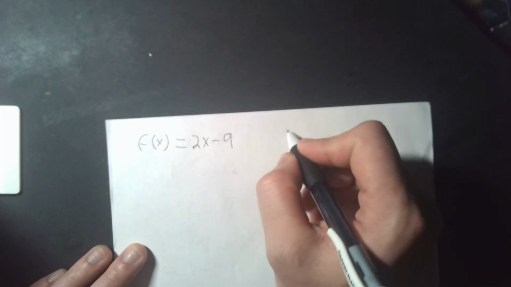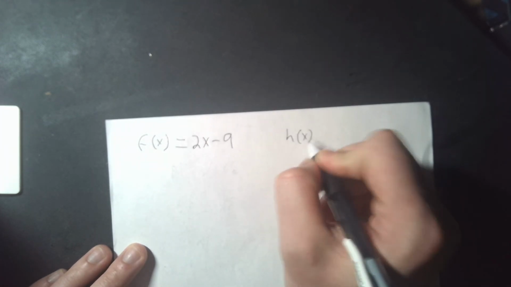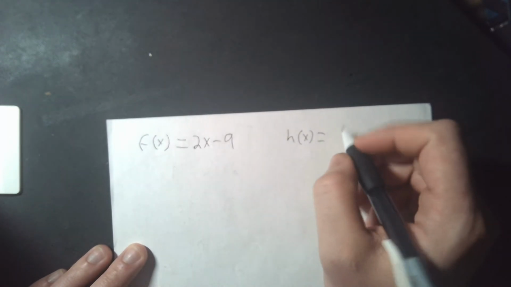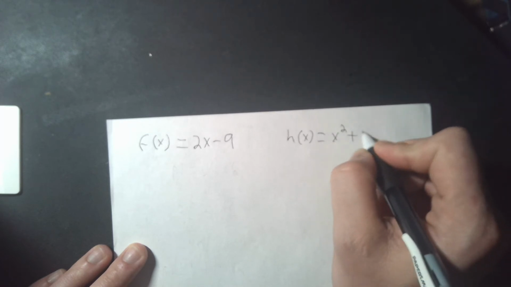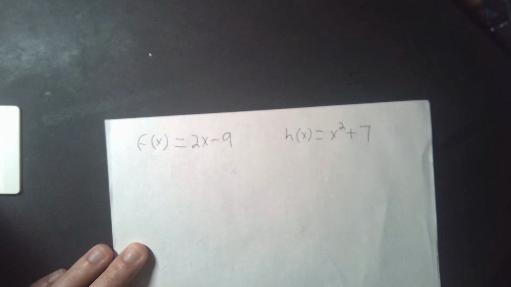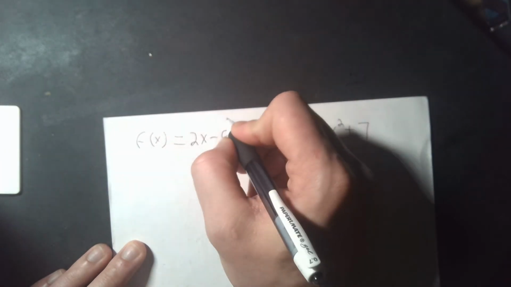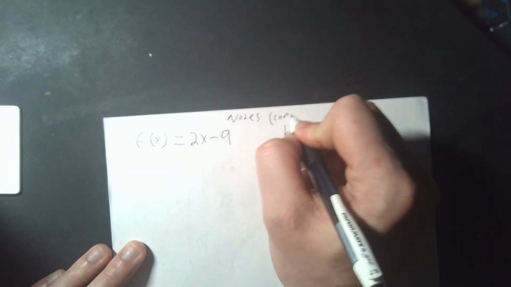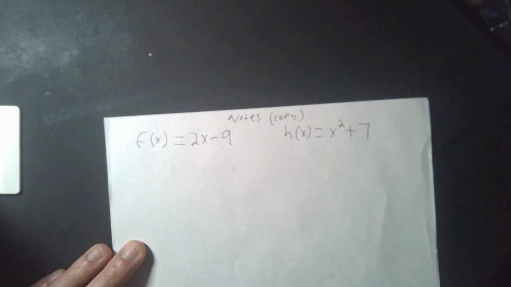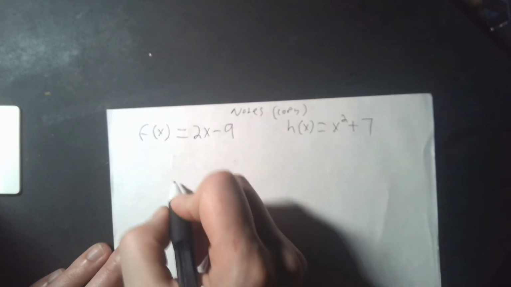Okay? You could use a different letter. You might see h of x equals x squared plus 7. Okay? And then we can evaluate these functions for different values of x. So this is going to be the notes, which you must copy. And then at the end, I'll write some for you guys to do.